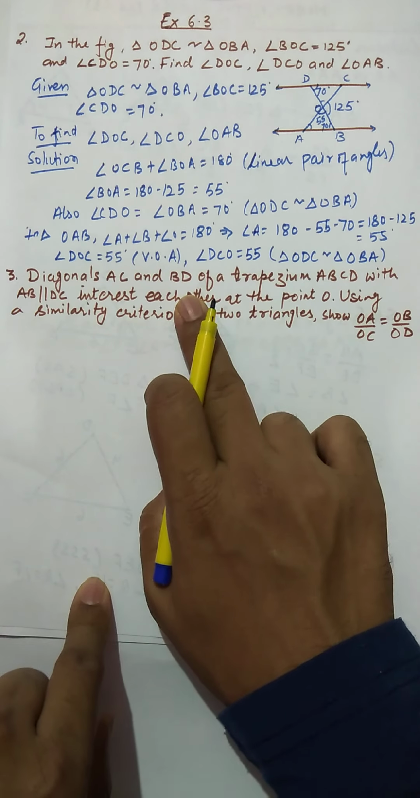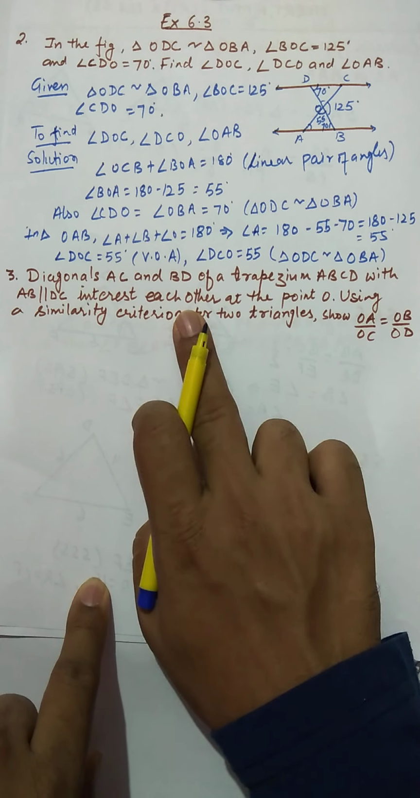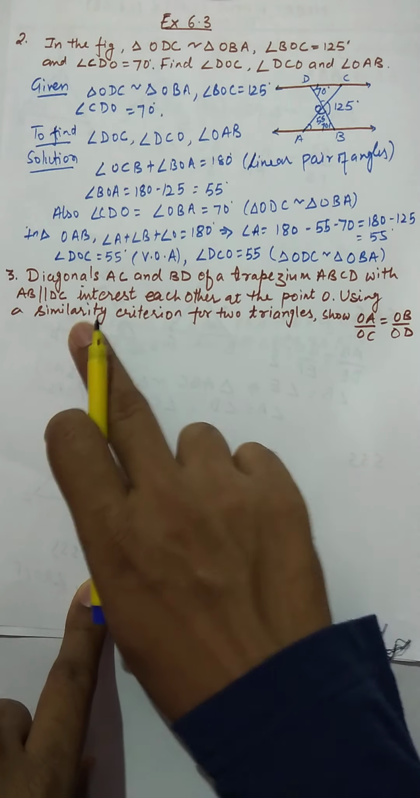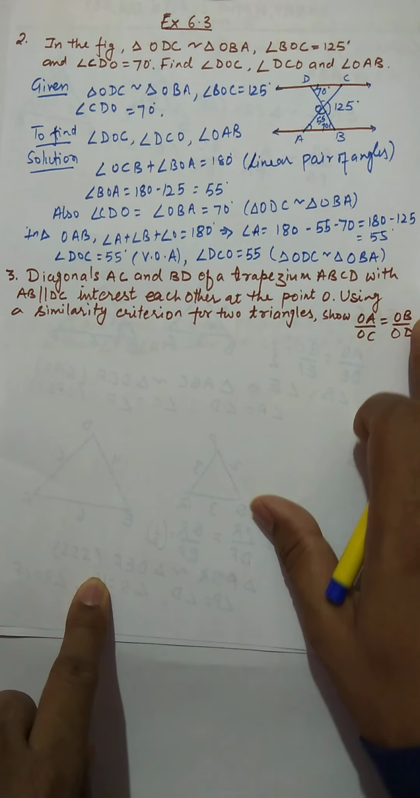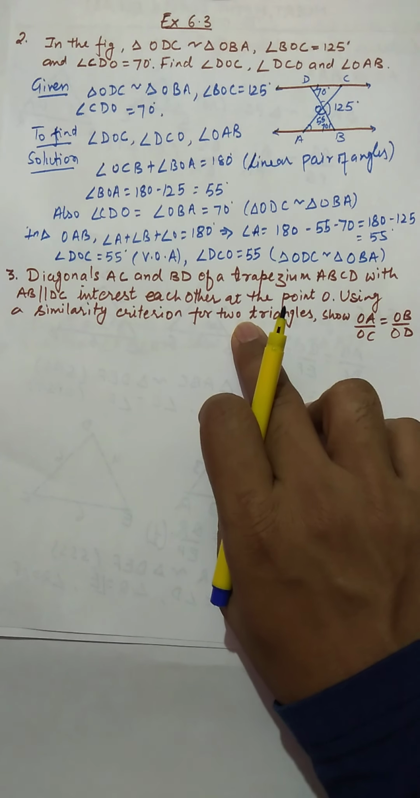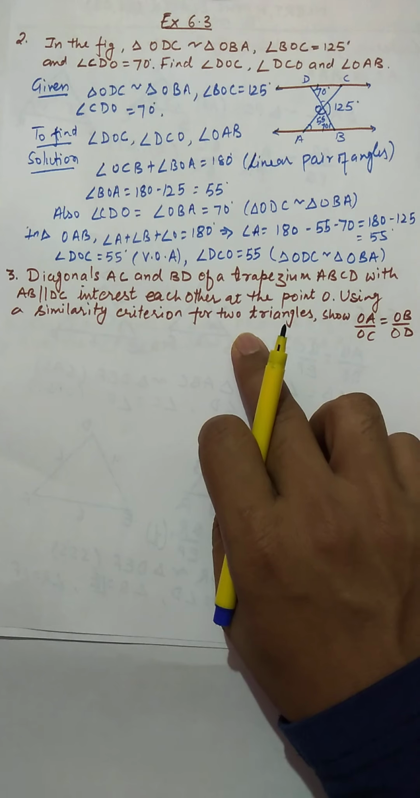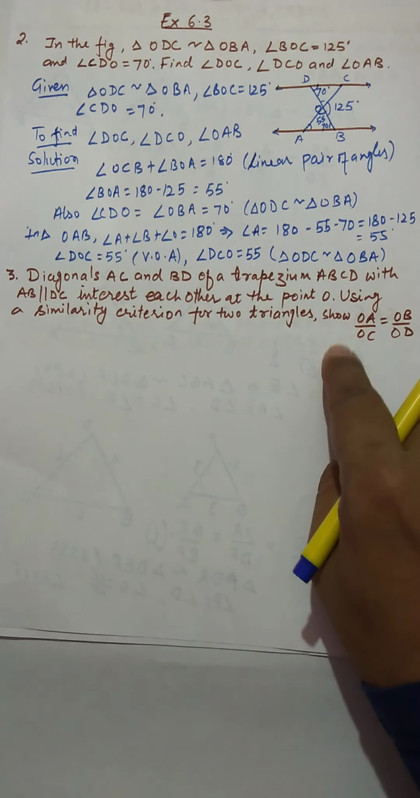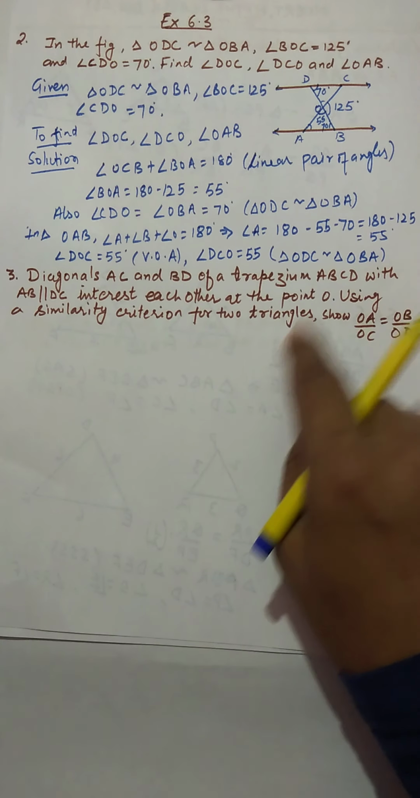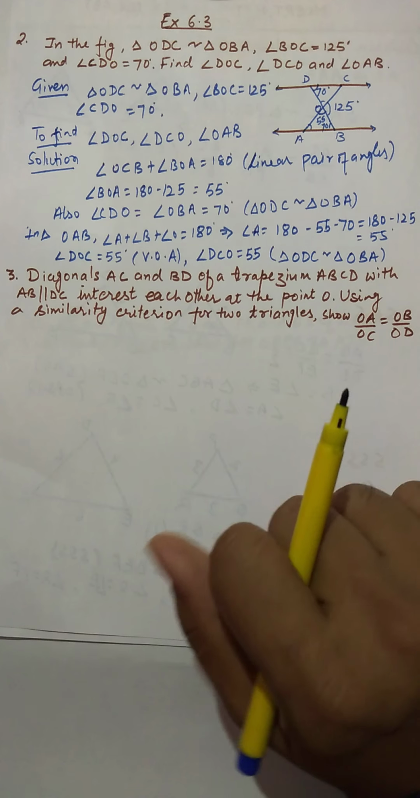Diagonals AC and BD of trapezium ABCD with AB parallel DC intersect each other at point O. Using a similarity criteria for two triangles, show that OA upon OC equals OB upon OD. We did a similar question earlier in Exercise 6.2, where we used the BPT theorem to prove it. Now the same question we are going to show with the help of similarity of triangles. So let's start with this.